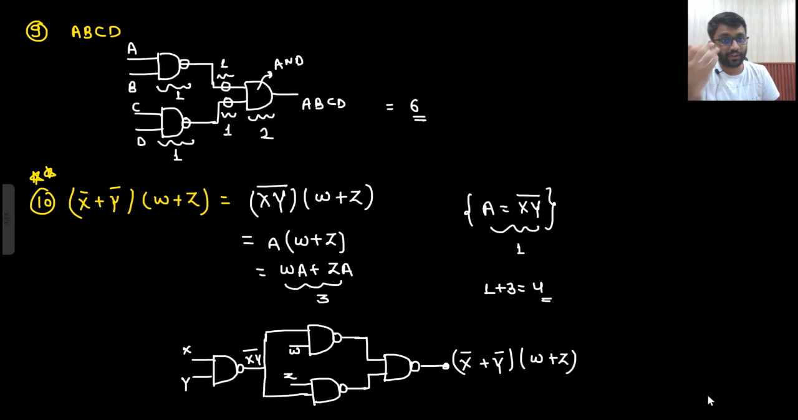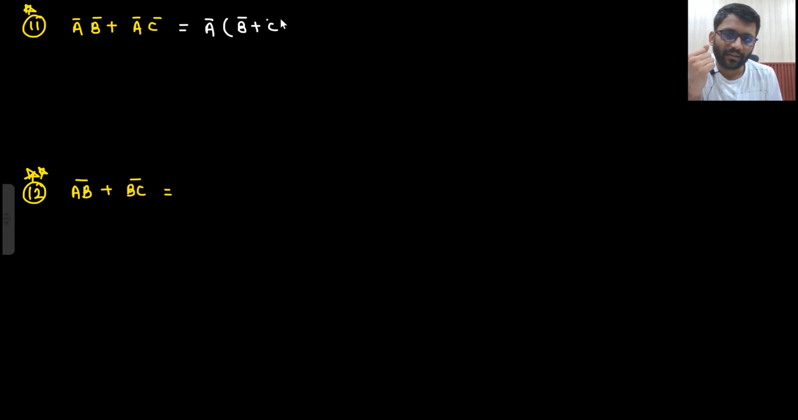More examples we will see. What can come in future? Okay, this has already come. What can come in future? Let's see this example. Can you do anything about it? Yes, I can do. What can you do? You can take a bar common, b bar plus c bar.